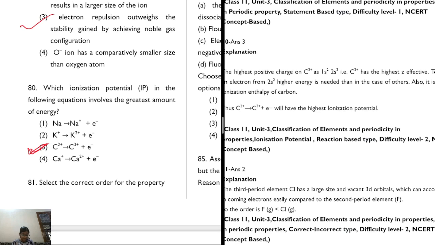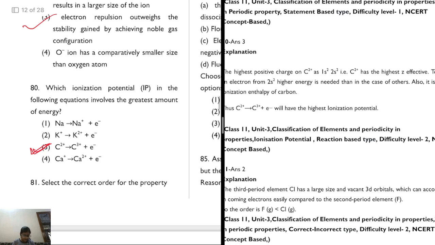Because for any species, for example, I have A raised to the power n positive. If n is more, the effective nuclear charge, that is Z, would be more. So out of all these, this has the most Z effective. That is why it will require the most amount of energy, maximum ionization potential.